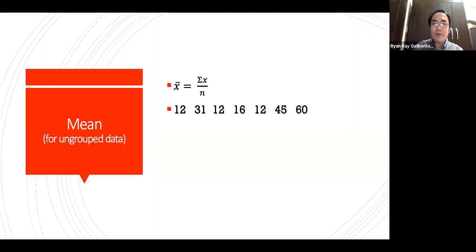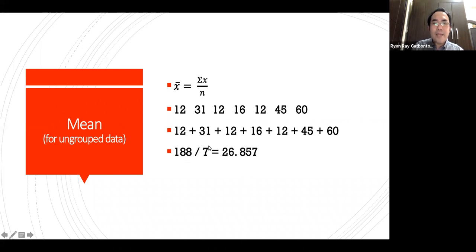So in this example, we have 7 observations: 12, 31, 12, 16, 12, 45, and 16. Now, to get the mean, you first add them all up, which will equal 188, and divide it by 7, because these are 7 data in your data set. If you divide 188 by 7, you get 26.857.